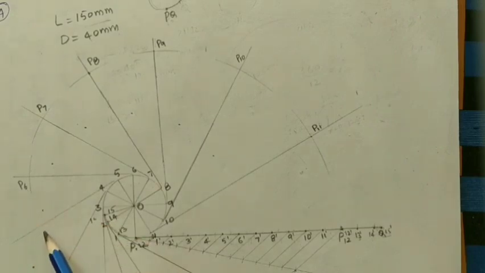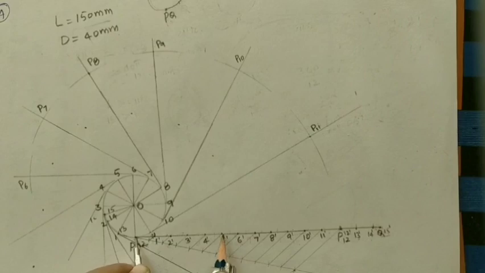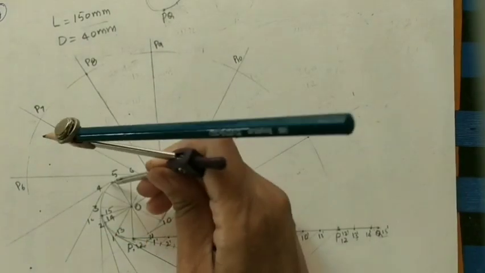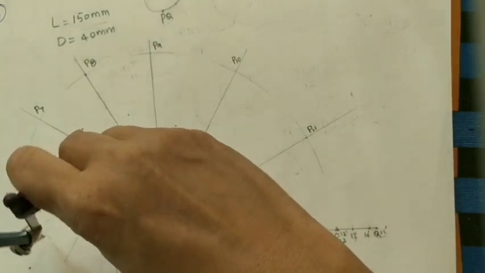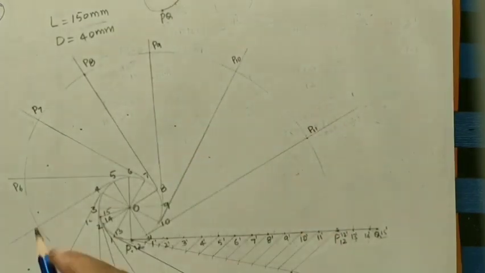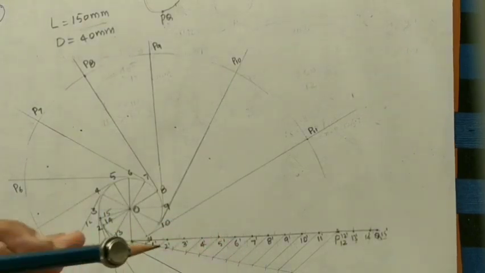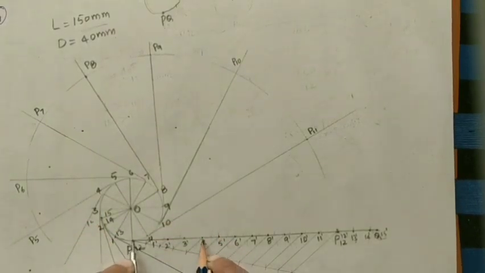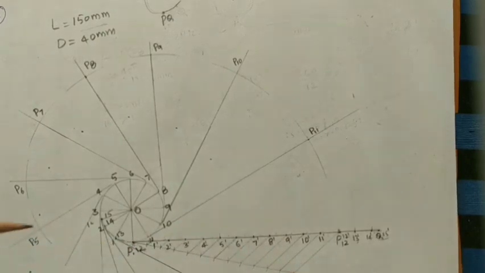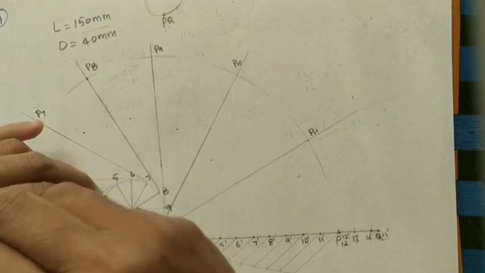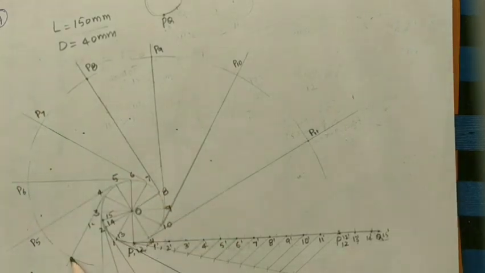Next, after P6, mark P5 on the 5th tangent. P5 means this point, 5th one. Take P5, mark on the 5th tangent. Now this point is P5. After P5, mark P4 on the 4th tangent. Take P4 here, this length, mark on the 4th one like this. Take the intersection point P4.